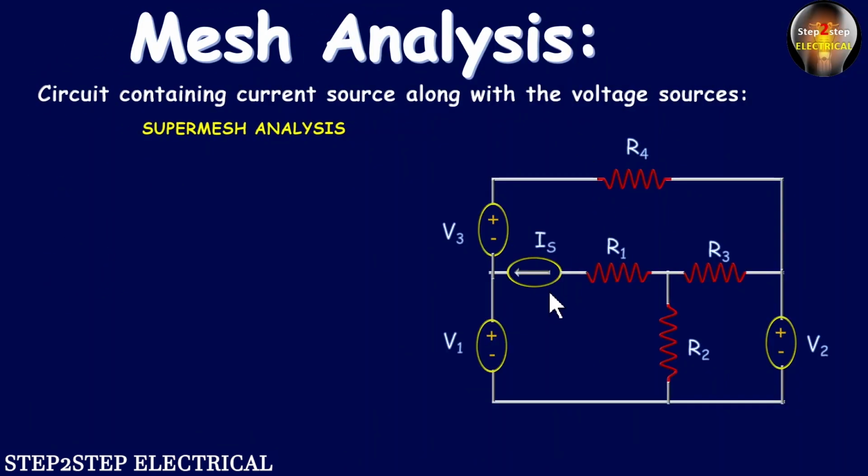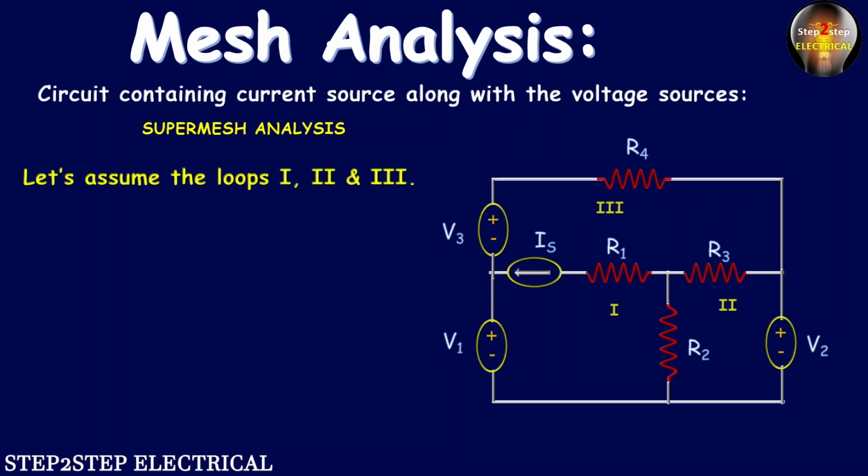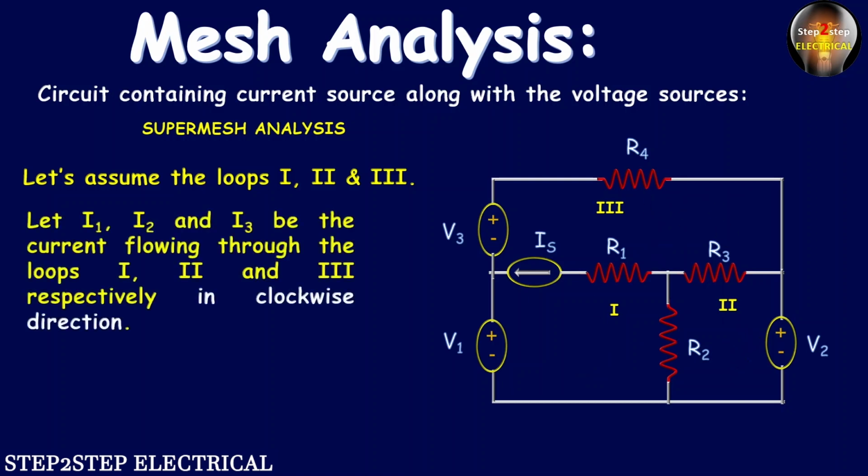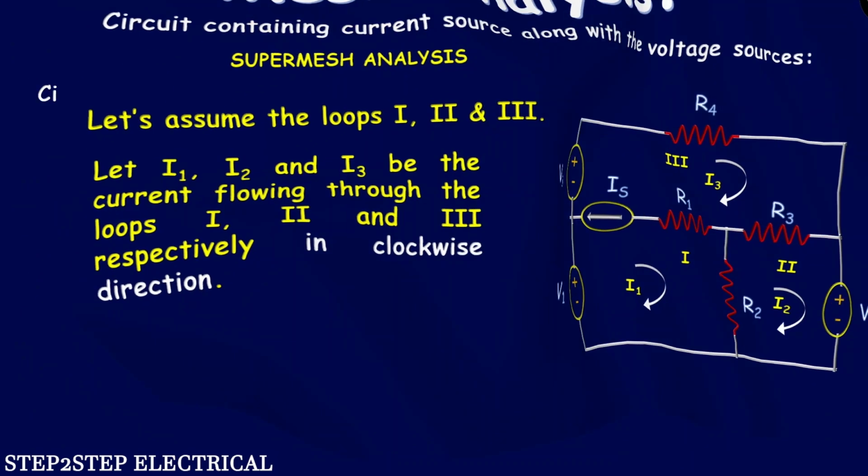Here we can see that this current source is lying between this loop and this loop. So first of all we will assume the loops as well as the current in each loop. Okay, so let's assume that this one is the first loop, this is the second loop and this one is the third loop. After assuming the loops, we will also assume the currents in each loop. So I1 is the current flowing through loop 1, I2 through loop 2 and I3 flowing through this loop 3. So we have 3 loops and I1, I2 and I3 are the currents flowing in each, in clockwise direction.